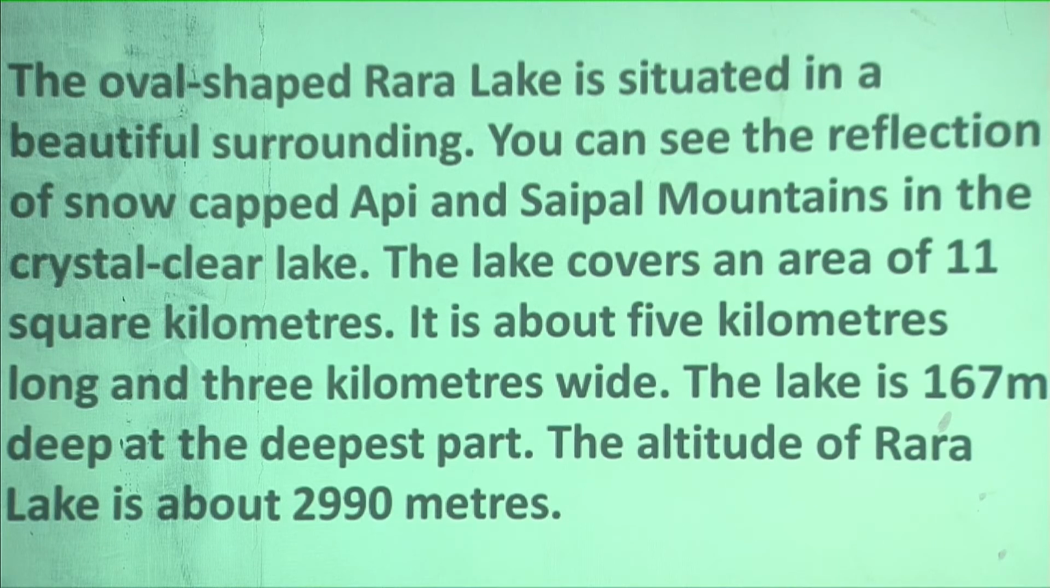Now how big is Rara Lake? This may be the curiosity for us students, how big it may be. So let's know how big it is, okay? The lake covers an area of 11 square kilometers. Its area is 11 square kilometers. It easily shows how big the lake is. Another way, the length and breadth have been given. The length of the lake is 5 kilometers and the breadth or width of the lake is 3 kilometers. Another piece of information about the lake is that it is 167 meters deep at the deepest level, and the altitude, the height from the sea level, is 2,990 meters.